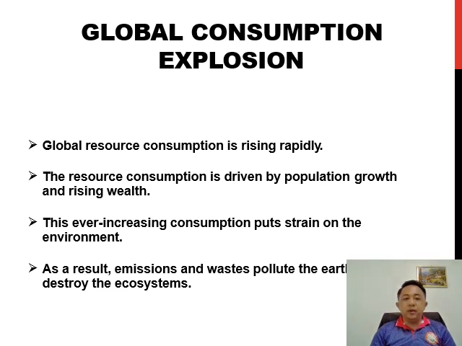It puts strain on the environment because there is a need for us to look for other resources in an area, particularly in areas that are rich in mineral resources, areas that are rich in water resources, and other environmental resources that are very useful to provide for the needs or consumption of a rapidly growing population. Now, as a result, emissions and waste will pollute the earth and will destroy the ecosystem.